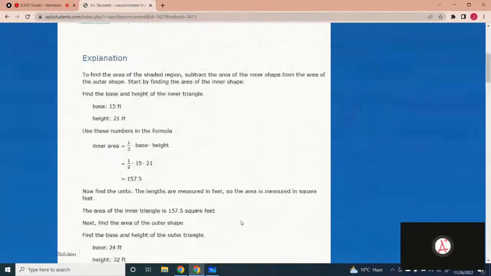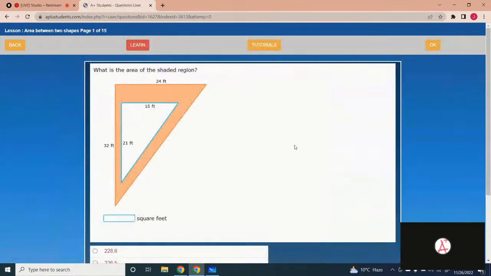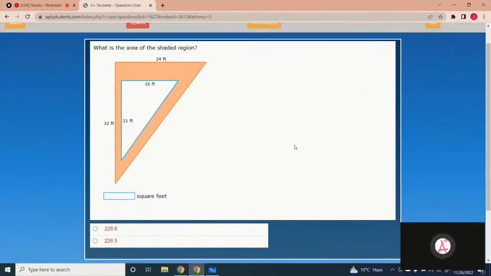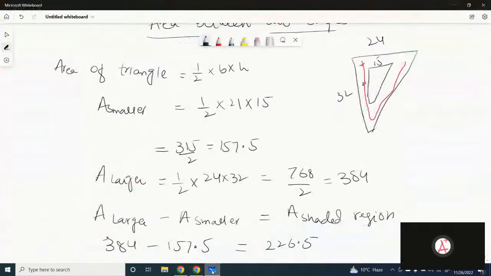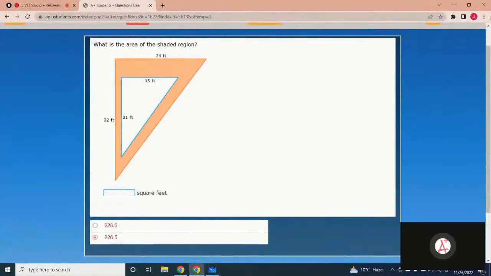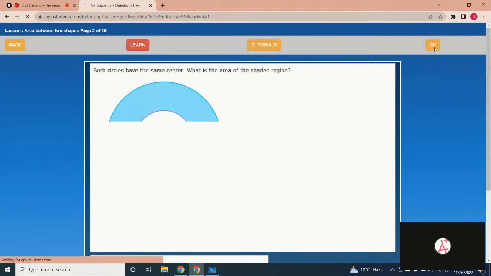Yes, it is 226.5. Let's just start with the test questions. It isn't the same we just did. Yes, it is. It's the 226.5. It has the 2432. It is exactly the same we just did in the tutorial. Got it? So just select the correct option and click on the OK button.